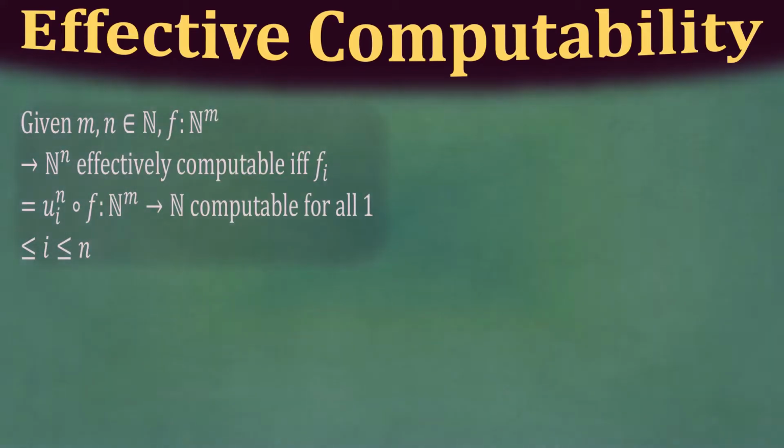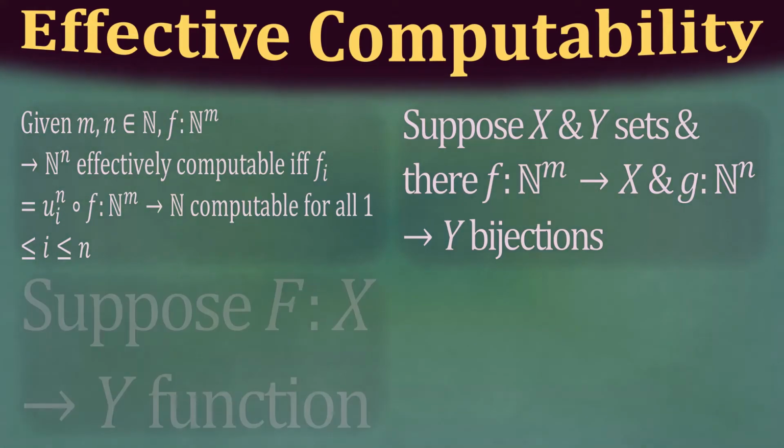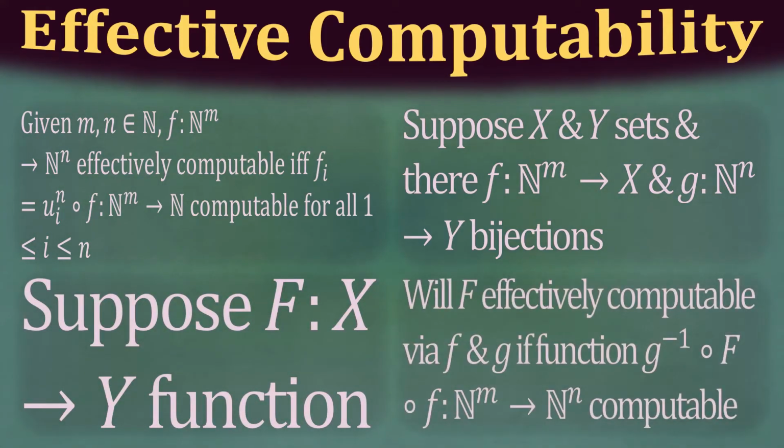Given m and n in the naturals, the function f from ℕ^m to ℕ^n is effectively computable if and only if f_i, which is equal to u_i^n ∘ f from ℕ^m to ℕ, is computable for all i from 1 to n. More generally, suppose X and Y are sets, and there are f from ℕ^m to X and g from ℕ^n to Y, which are bijections. Suppose F from X to Y is a function. We will say F is effectively computable via f and g if the function g^(-1) ∘ F ∘ f from ℕ^m to ℕ^n is computable.